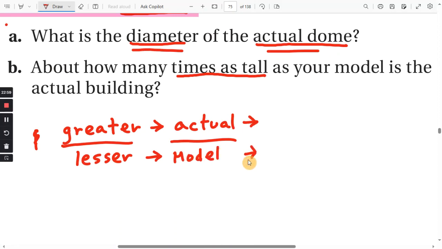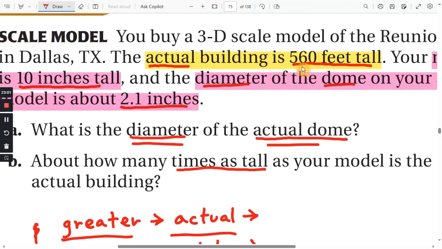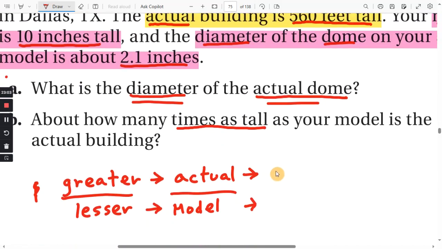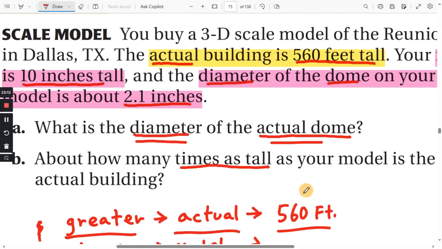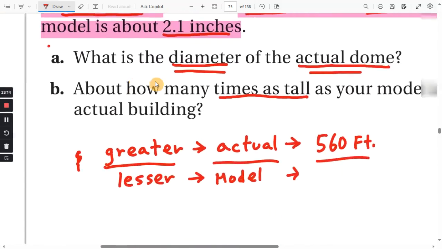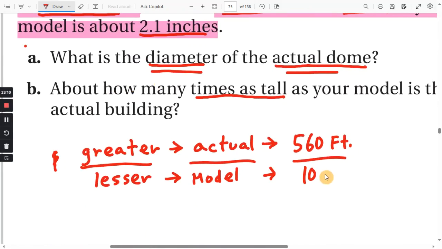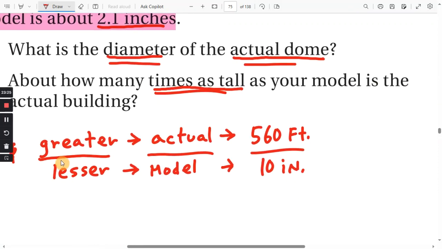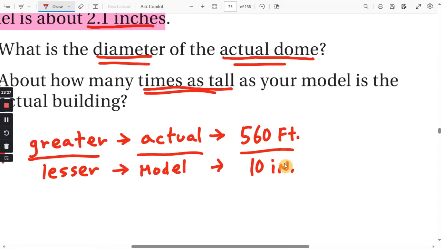All right, so what was the actual building? That was 560 feet. And how tall was the model? Well, it said the model was 10 inches tall. All right, and now, since we want to know how many times bigger it is, the units do have to match. So how do we convert feet to inches? Well, you just multiply by 12.